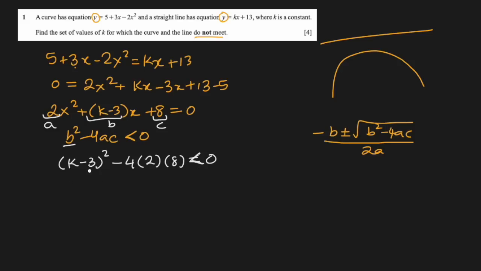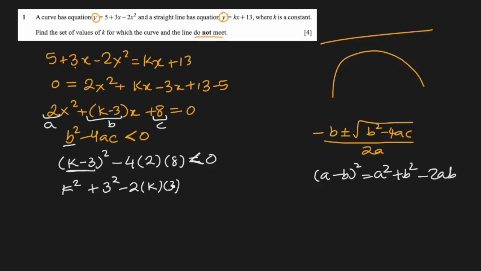Yeah. So let's open this one. I'll use this identity, a minus b whole square. It is a square plus b square minus 2ab. So I'll use that one here. A square plus b square minus 2ab. Minus 4 times 2 is 8 times 8 is 64. Okay, so I get what? k square plus 9 minus 6k minus 64, which has to be less than 0.